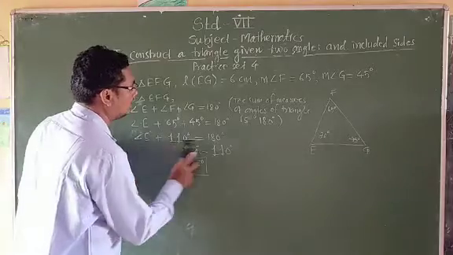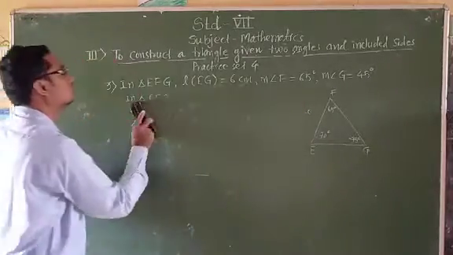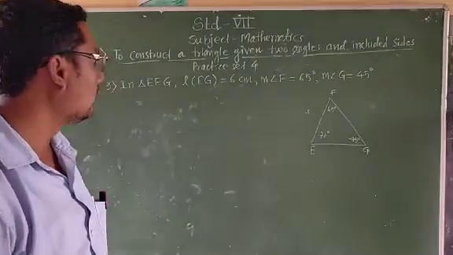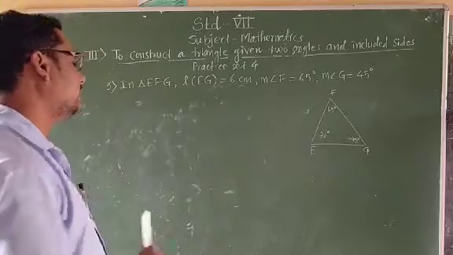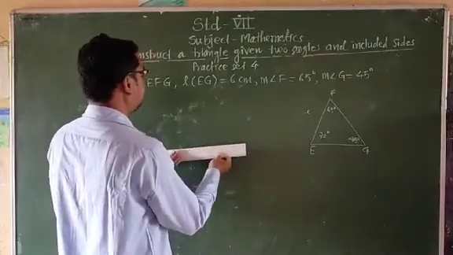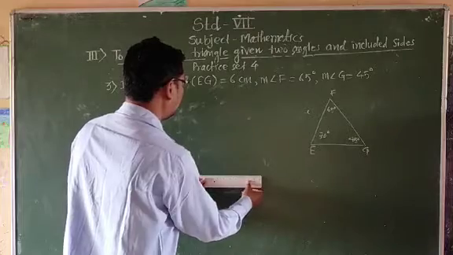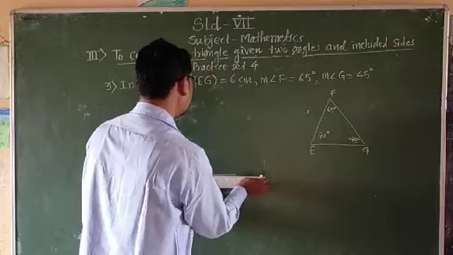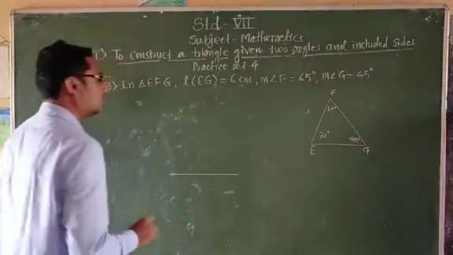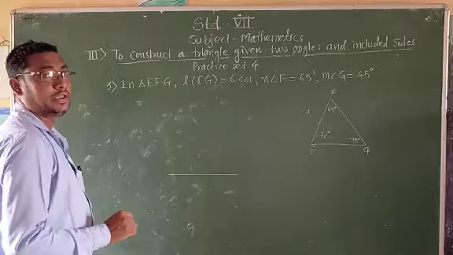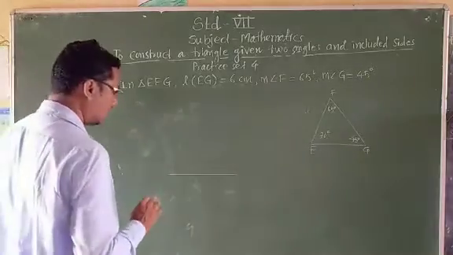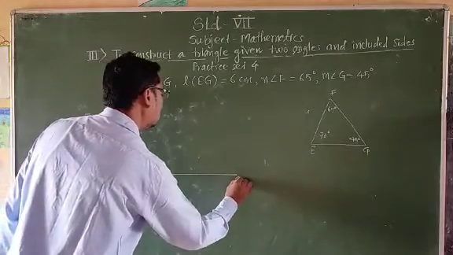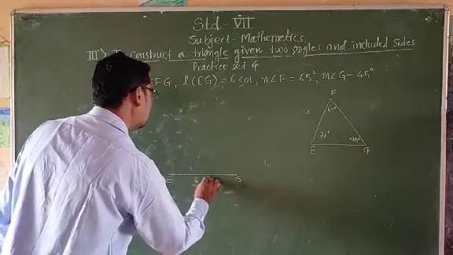Then after that we have to construct the triangle EFG. The length of EG is given, how much? 6 centimeters. So we have to draw segment EG. So suppose this is 6 centimeters. I am using the word suppose, I am not taking the exact measurement. This length EG is given, that is 6 centimeters.